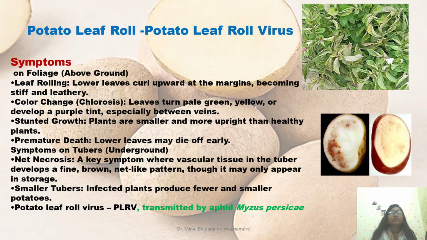Coming to the next important disease, this is a viral disease, potato leaf roll, caused by the potato leaf roll virus. We will see the symptoms in two phases, that is above ground and below ground. We can see leaf rolling. We have already seen curling of the leaves in the upward direction appearing in the leaves.